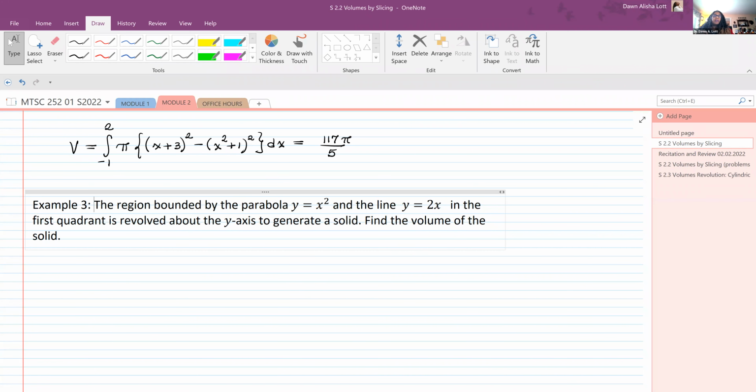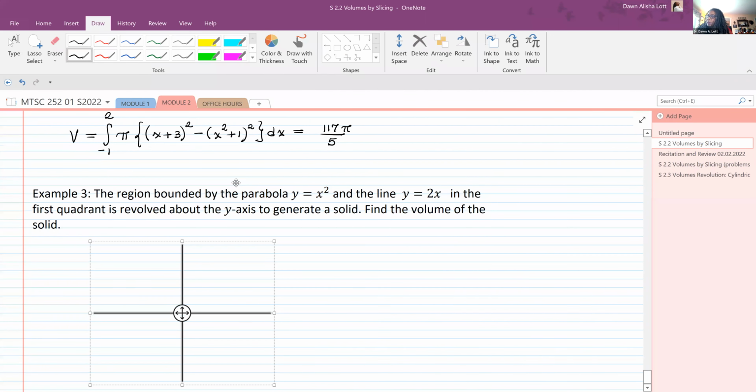All right. So this region is bounded by the parabola. This is a nice, easy one to graph. Y is equal to x squared. And the next one is the line y equals 2x. And they do tell you in the first quadrant because these two things can be in other locations. So they tell you in the first quadrant.